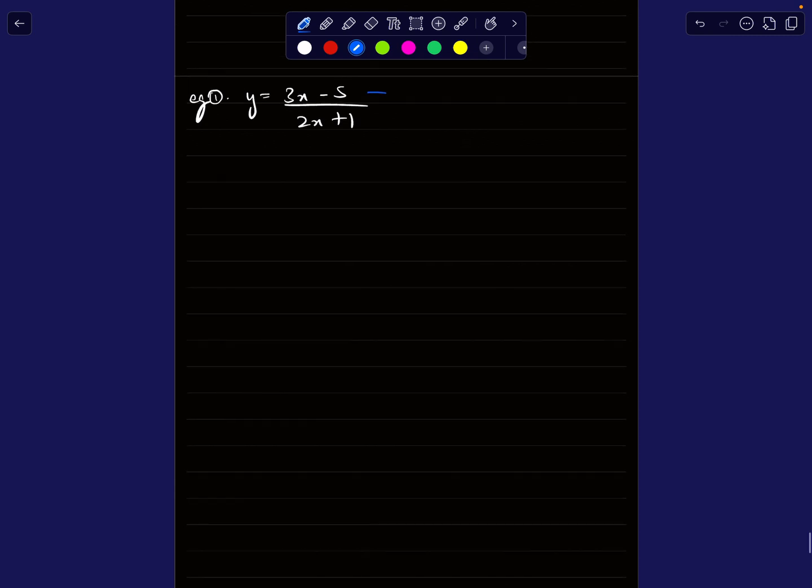Start by determining u and v. My u is 3x minus 5. My u prime is going to be 3. My v is 2x plus 1. My v prime, that is the differential of v, is going to be 2. Easy peasy lemon squeezy.